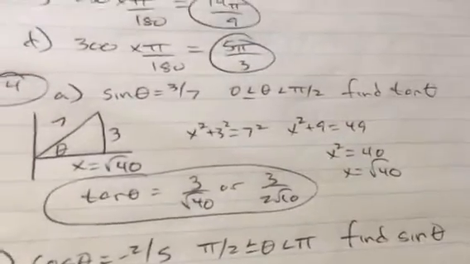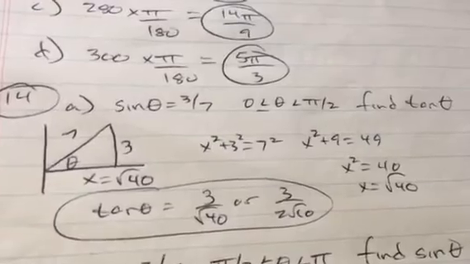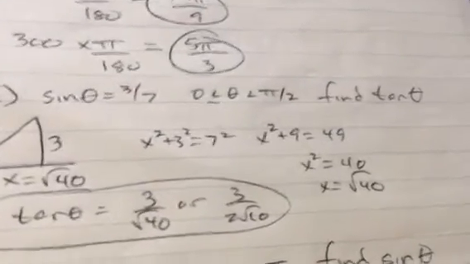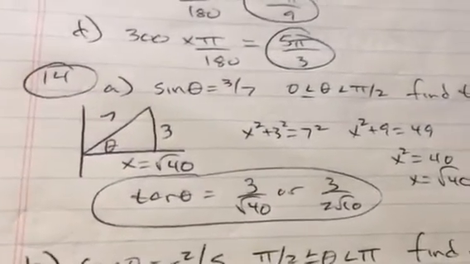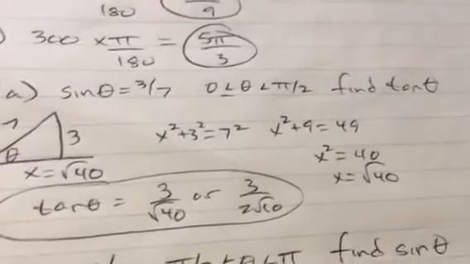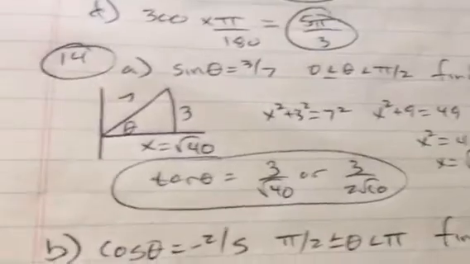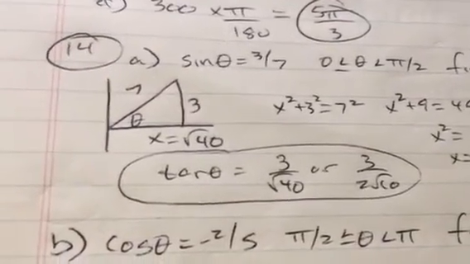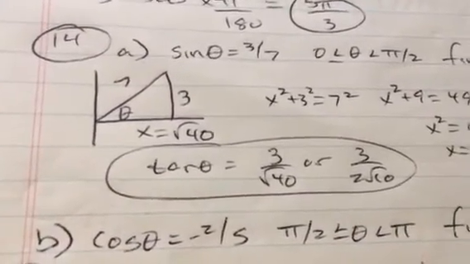Okay, guys, on 14, I gave you the sine of an angle that is in the first quadrant. Find the tangent. So, we just got to figure out that horizontal length. Use the Pythagorean theorem. You get root 40 or 2 root 10. Tangent is opposite over adjacent. I'll let you write your answer like that.